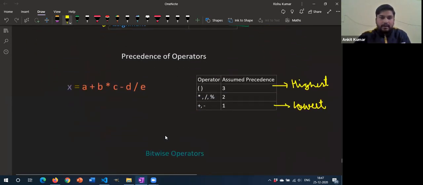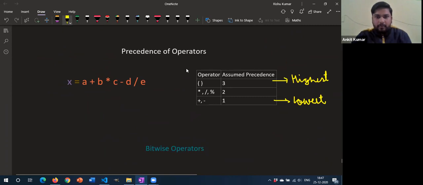Now let us move on to precedence of operators. We should understand which operator is given higher precedence, higher preference. So this is a table, and let me erase this.